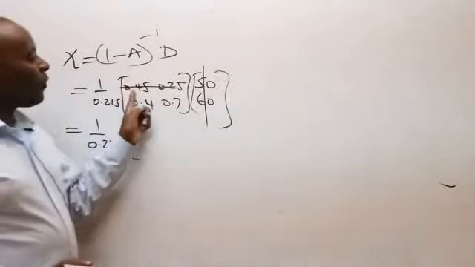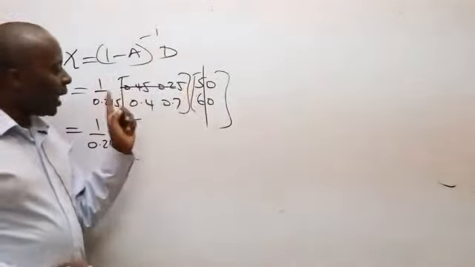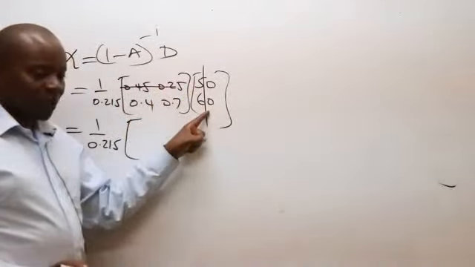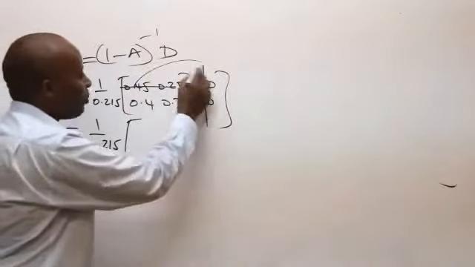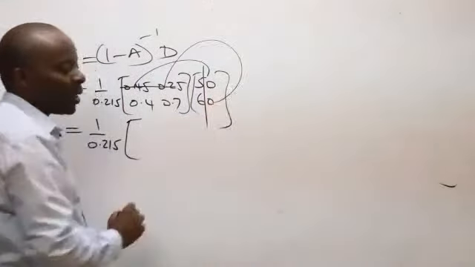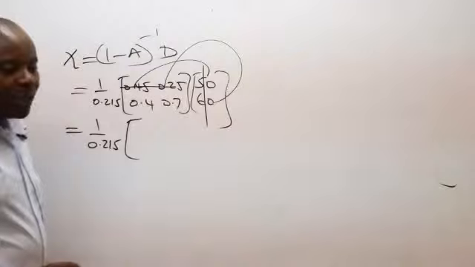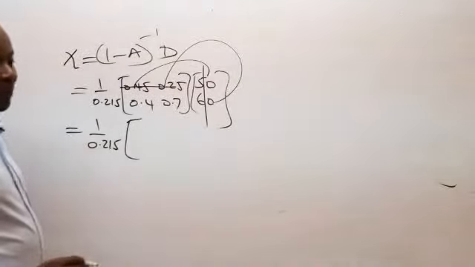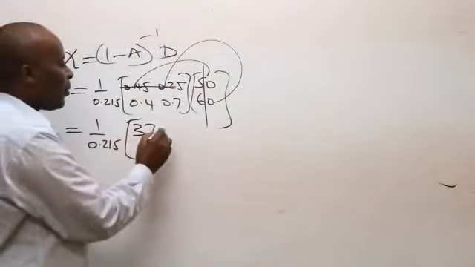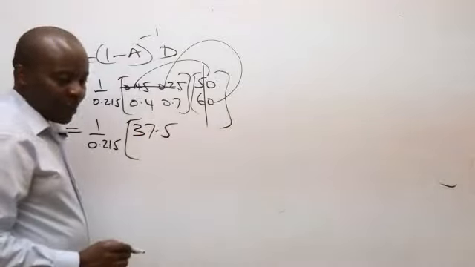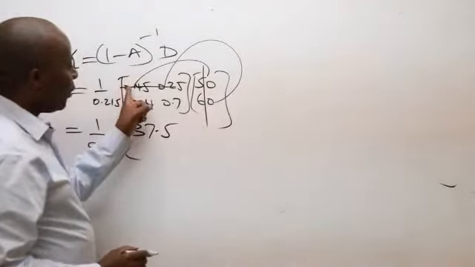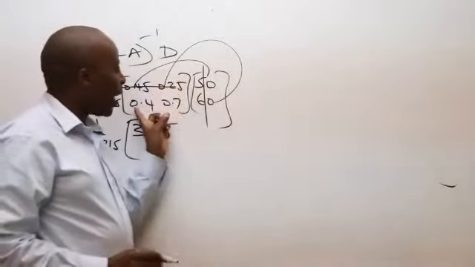You say 0.45 times 50 plus 0.25 times 60. Remember, it is first ones multiplied plus second ones multiplied. So I get that it will be 37.5. Remember, whatever I've done with this row, I have to do it with this other row.